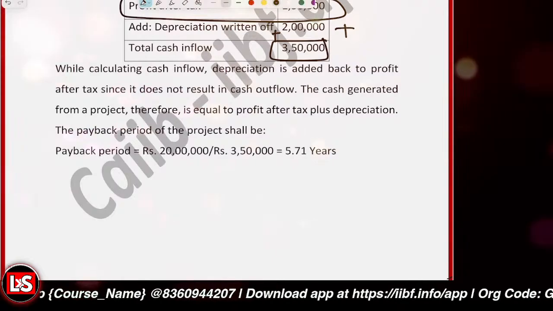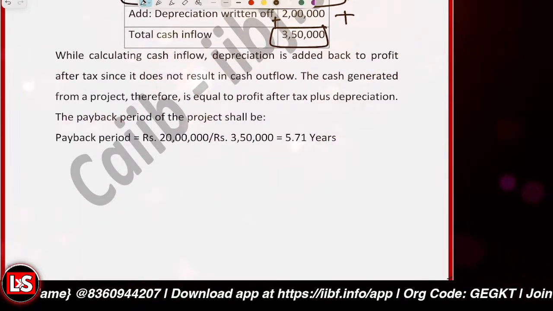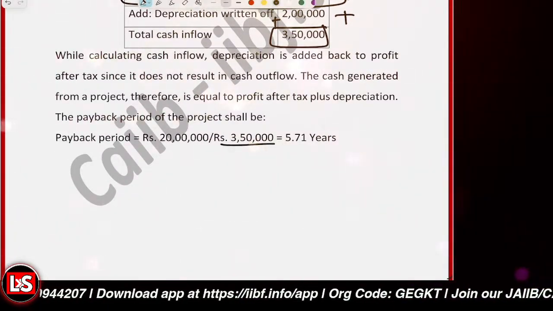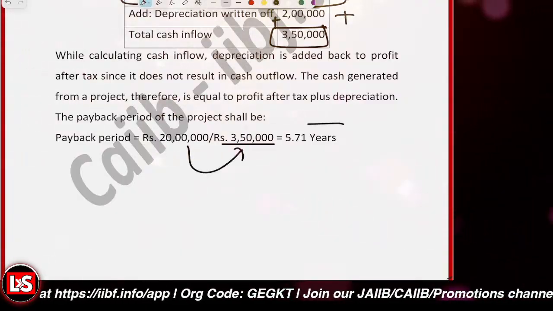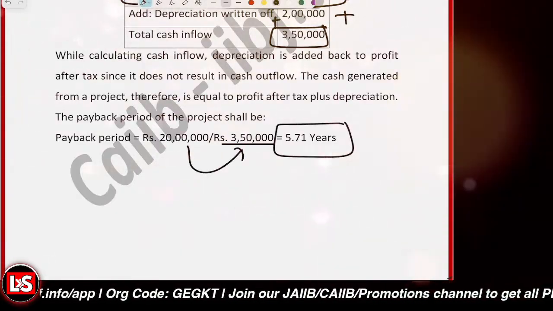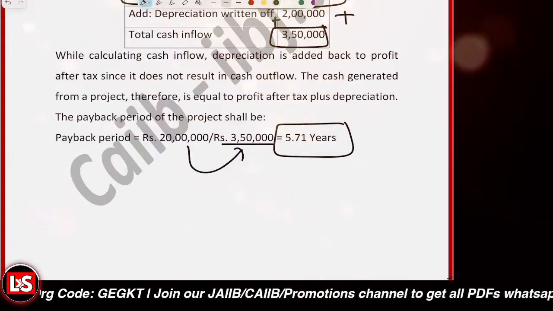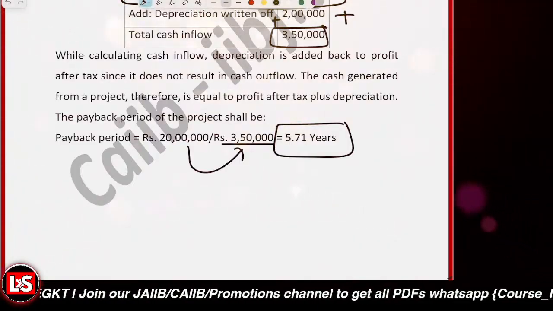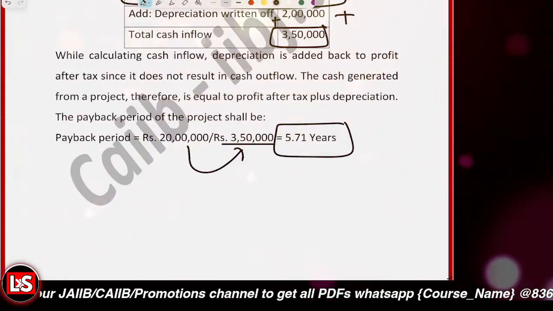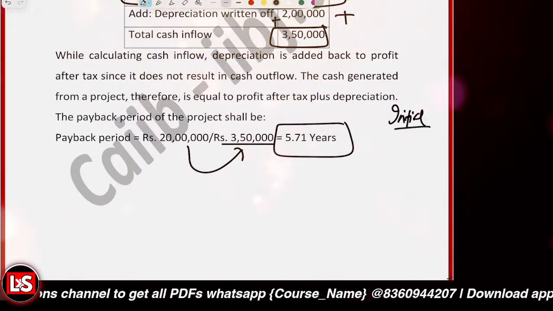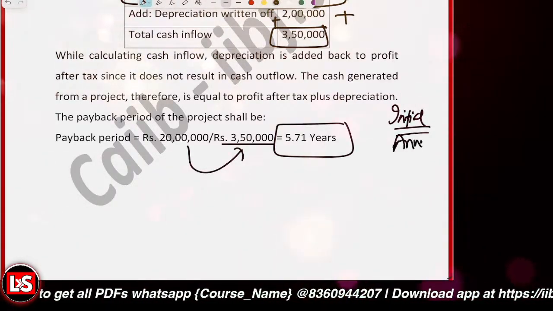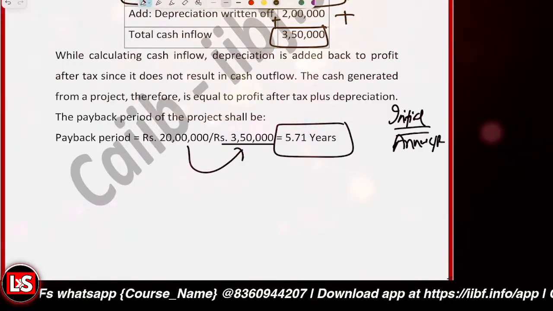Okay. So what will be your payback period? You're getting 3,50,000 rupees per year now. So it is 20 lakh rupees divided by 3,50,000 rupees, that is 5.71 years. Because here the annual amount that you're getting every year is fixed, that's why this formula is being used. That is the initial investment divided by the net annual cash flow. That was the formula related to it.